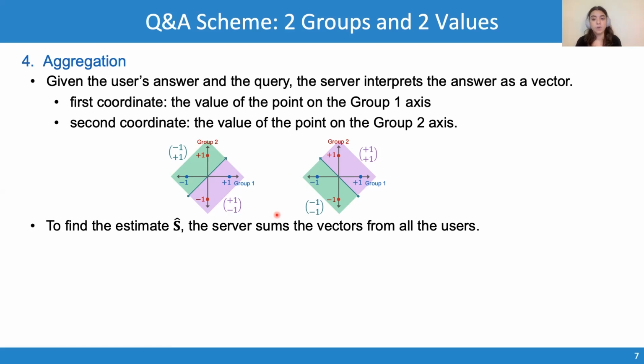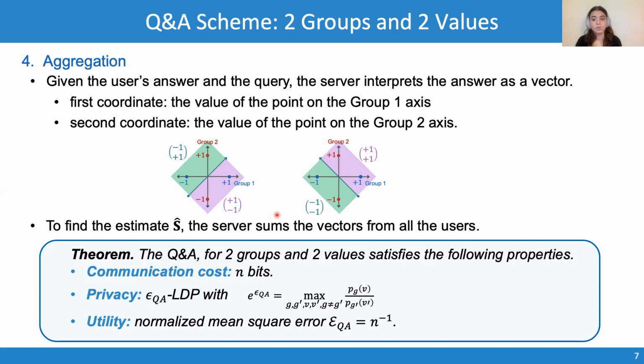Finally, after receiving all the answers from all the users, the server sums the interpreted vectors to find the estimate of the two sums. Finally, to summarize, we've introduced an interactive query and aggregate scheme. In this scheme, users are assigned queries in an offline phase. This allows for a reduction in the communication cost such that the user sends 1 bit for the case of two groups and two values. There was no addition of direct noise to hide the user's group. Instead, we leveraged the randomness of the user's values in addition to smart queries.